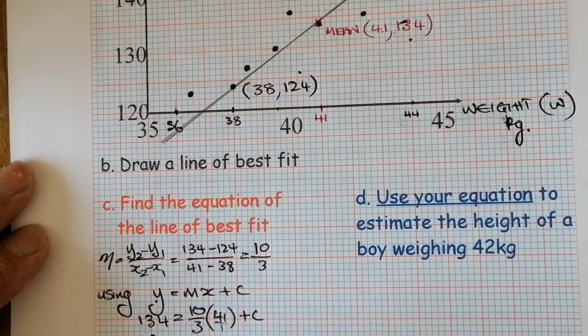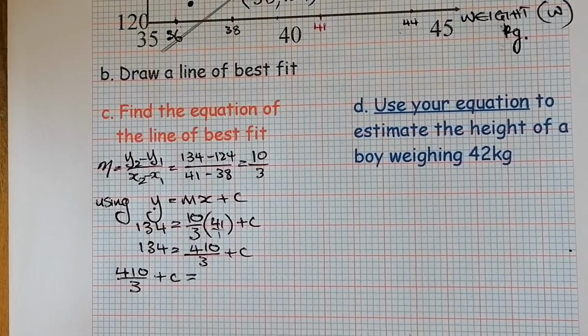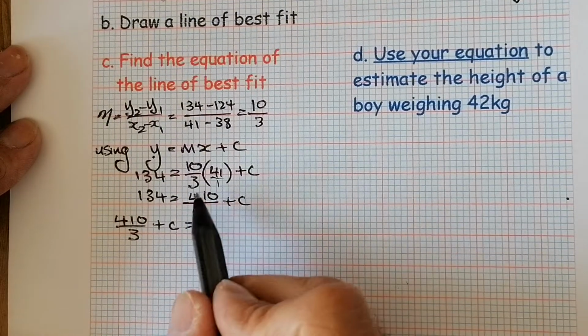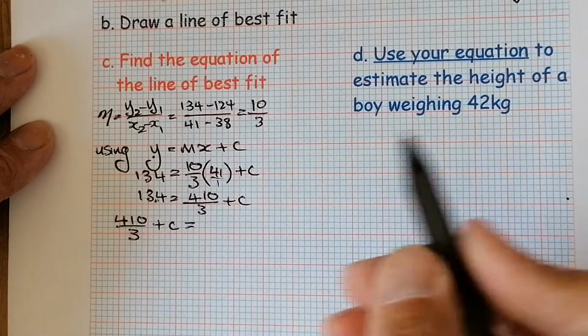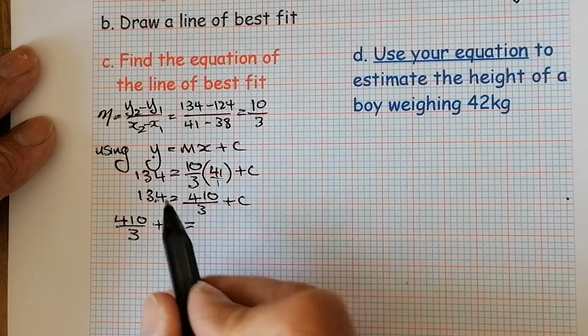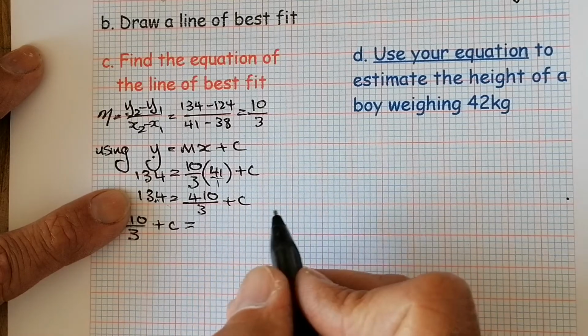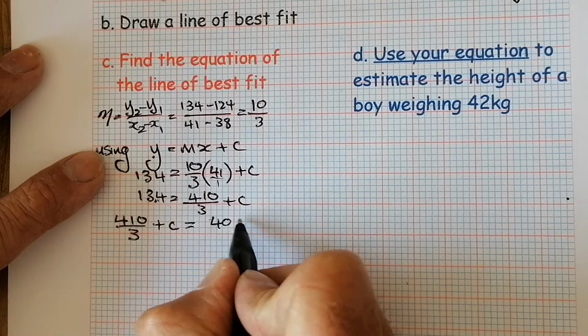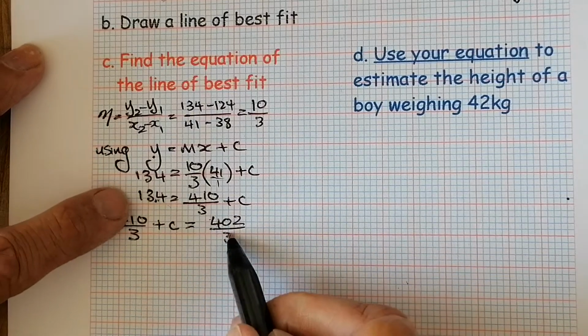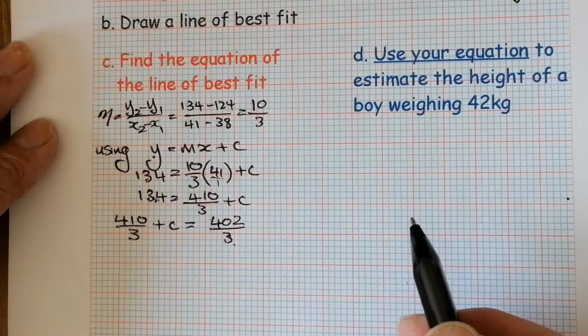Okay, so what I'd like to do is change this round, so I've got c on the left-hand side. So I've got 410 all over 3 plus c is equal to, and for this one here I'm going to change that into thirds. If I change it into thirds, I can times it by 3, and what I should get is the amount of thirds that is. So 3 times this number here is going to give me 402. So that'll be 402 all over 3, because that's the exact same as that number there. If I simplified that down, I would come back to that number that's there.